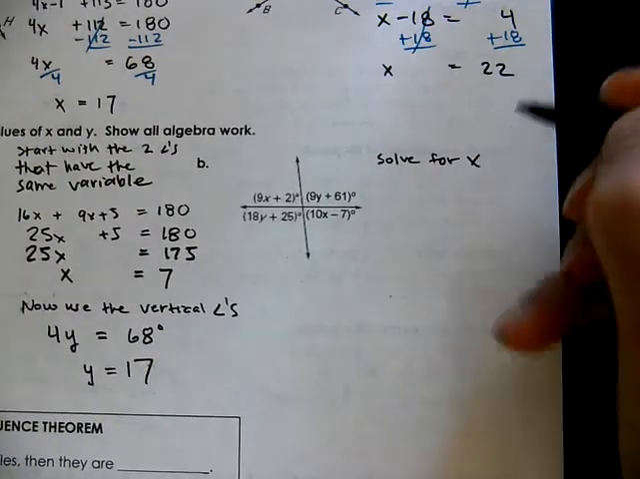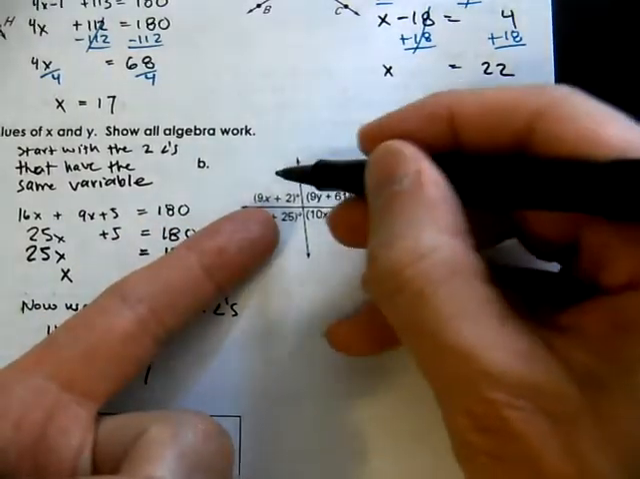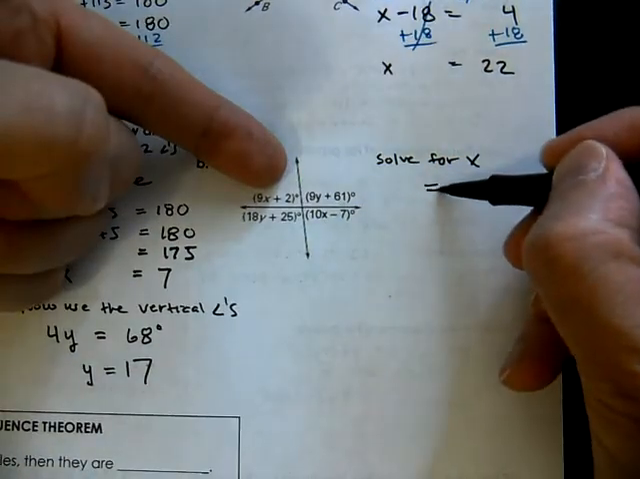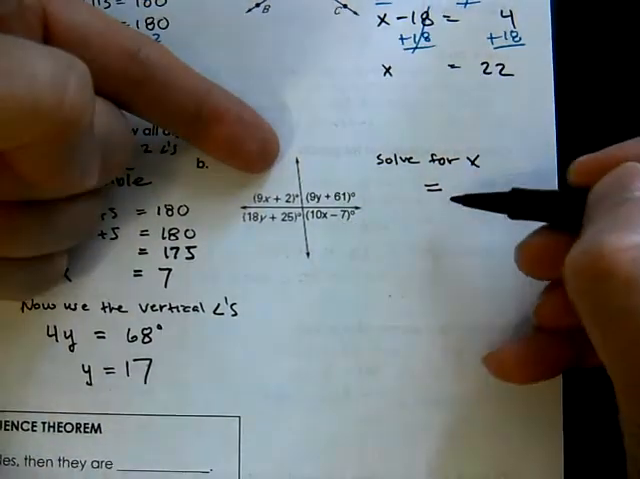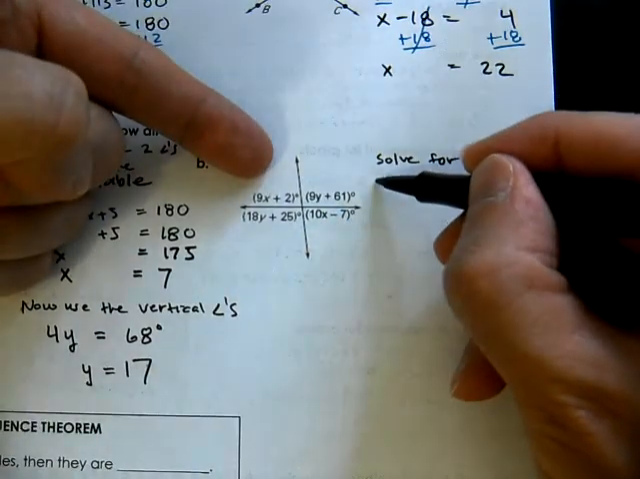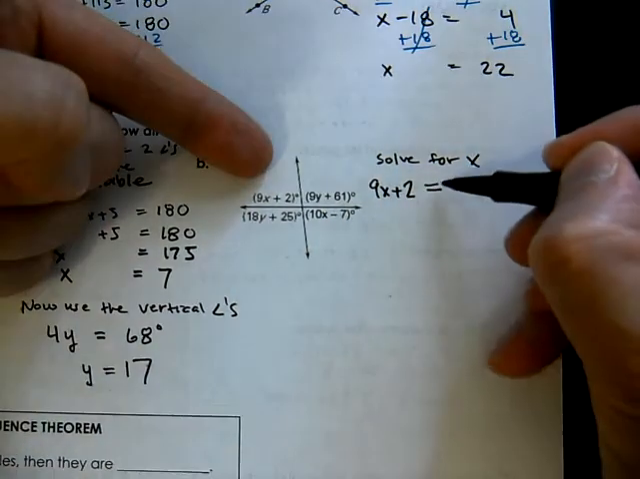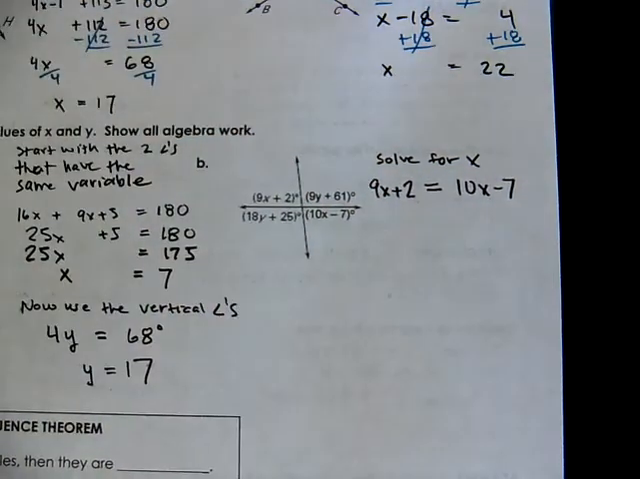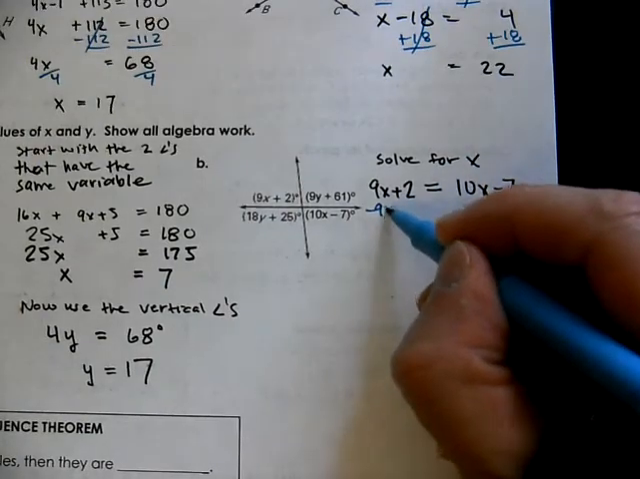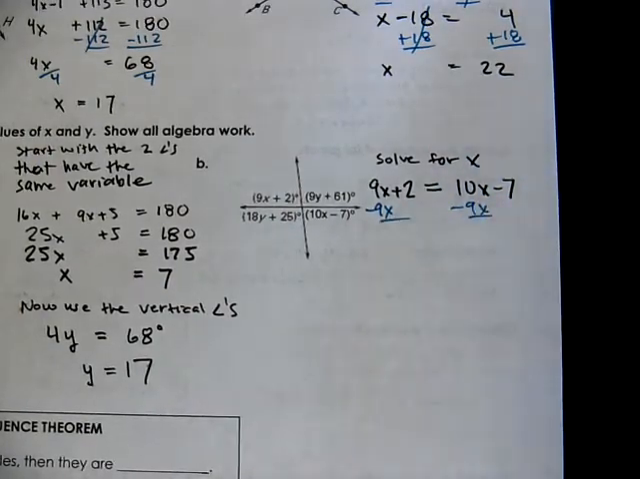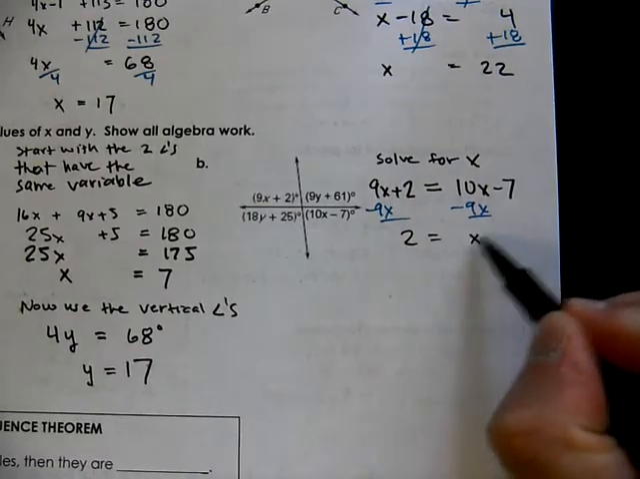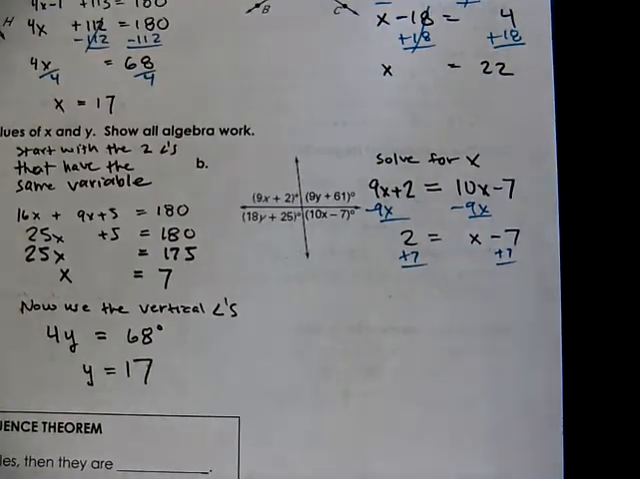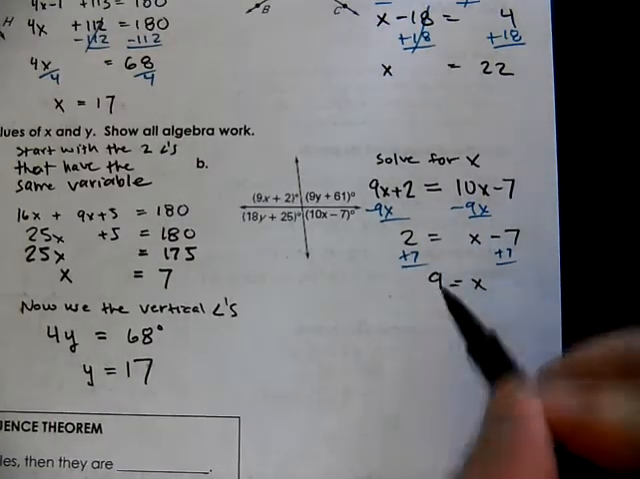And if I want to solve for x, I'm going to take these 2 angles and identify what kind they are. They're a vertical pair. We know vertical angles are always equal to each other. So we're going to set these expressions equal to each other. So we have a 9x plus 2, and that will be set equal to the 10x minus 7. Alright, so now I'm going to move all of my terms with x to the right hand side. So we get 2 equals 1x minus 7, add 7 to both sides, and you can see we have a value of 9 for x.